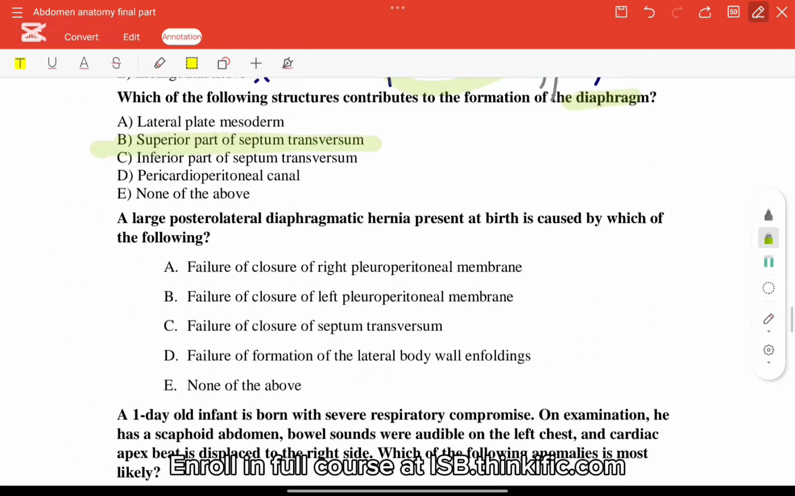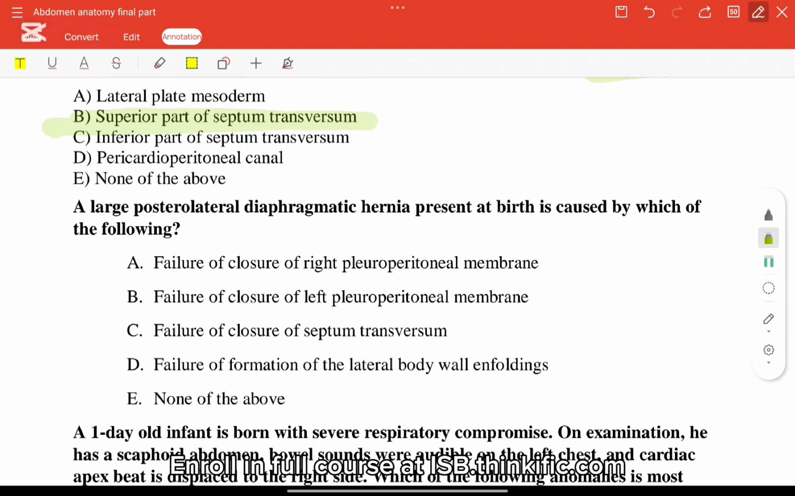Okay, let's see another example. A large posterolateral diaphragmatic hernia present at birth is caused by which of the following? As we said, posterolateral means it's Bochdalek.